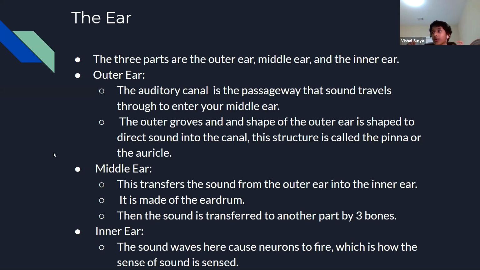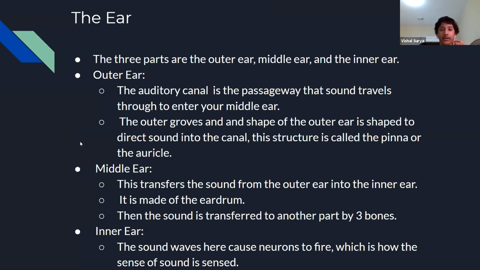So the outer grooves and the shape of the outer ear, as you can see right here, is actually shaped to direct sound into the canal. That's why it's curved right here, because if sound hits the side of your ear, it's going to curve right inside your ear. So it's shaped so that more sound can enter. And this fleshy part is called the pinna or the auricle of your ear. You don't have to know those two fancy terms, but just know that the shape of your ear is so that more sound can enter.